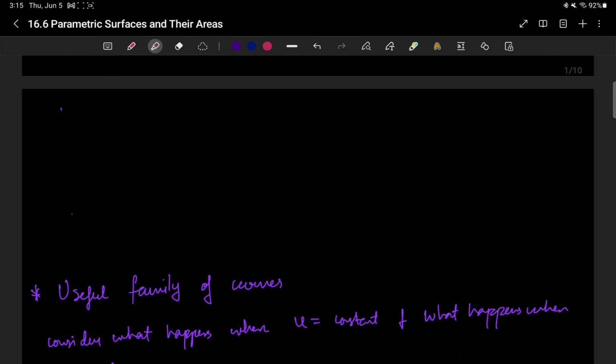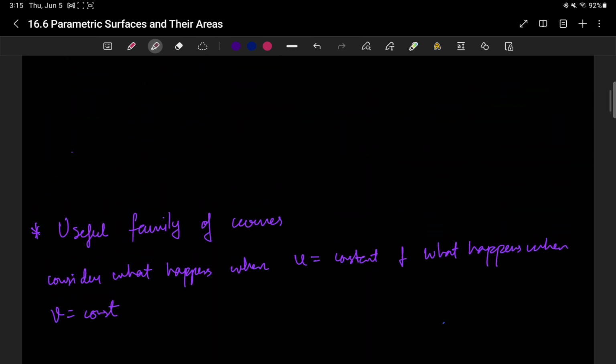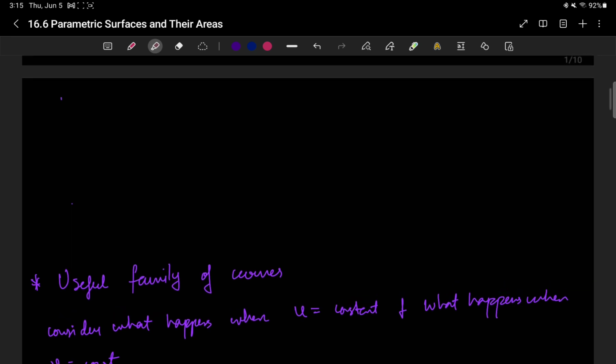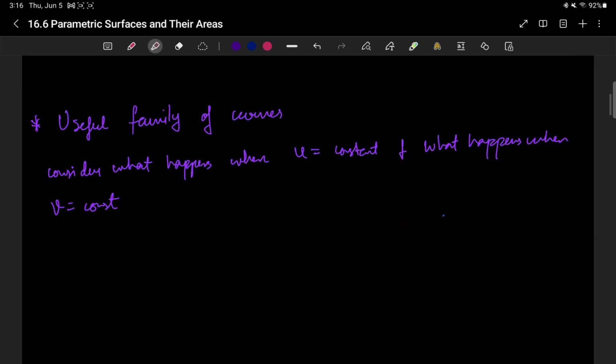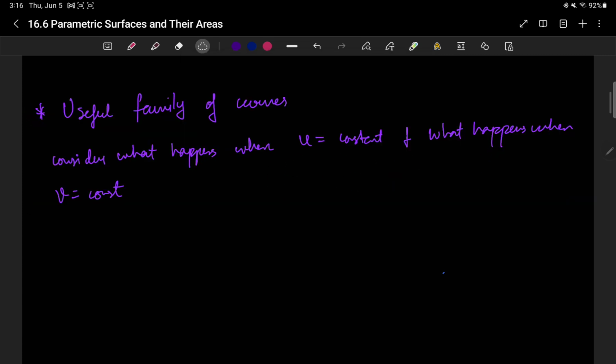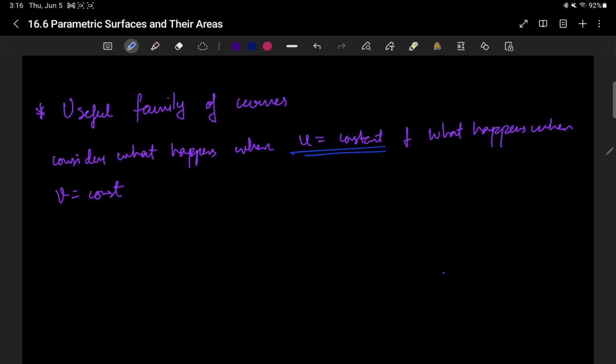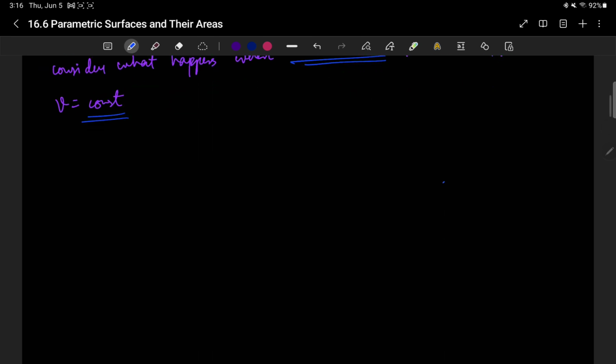Now, is there a way for us to generally understand what is going on? Whenever we're trying to map one into the other, what we want to look at is some very specific family of curves. The two main things we want to consider are what happens when u is constant and what happens when v is constant.